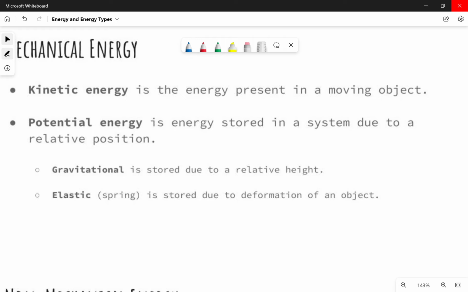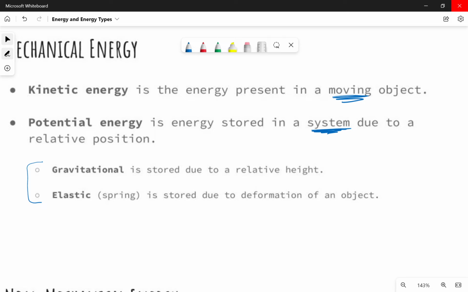So kinetic energy is something that is moving, right? So it's energy present in a moving object. Anything that's moving has kinetic energy. Potential energy is going to be energy stored in a system, and key word here, system. We'll talk more about that later on, but potential energy is going to require sometimes multiple objects to be involved. But it's due to a relative position. So there are two types you'll need to see here of potential energy.